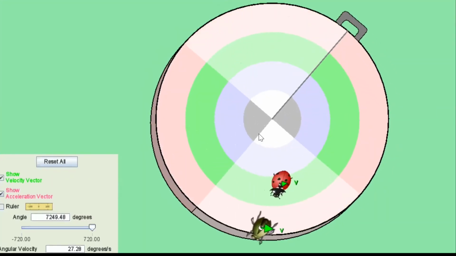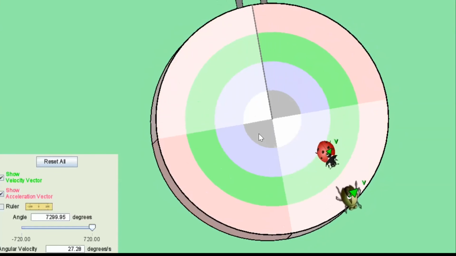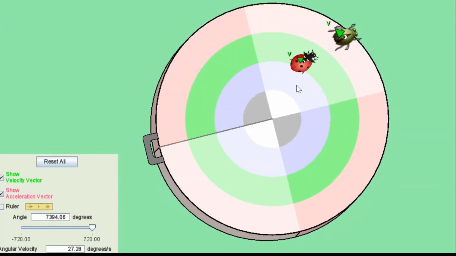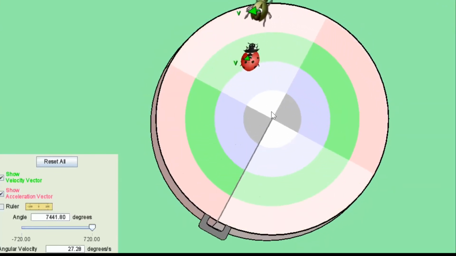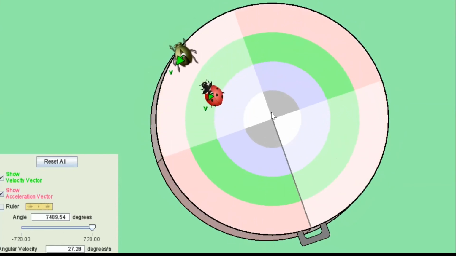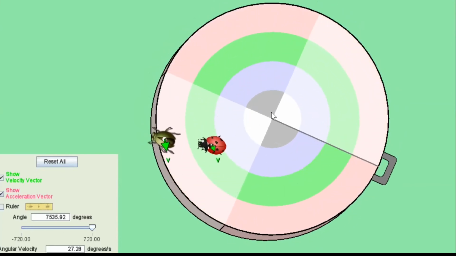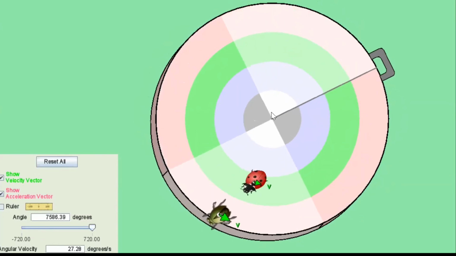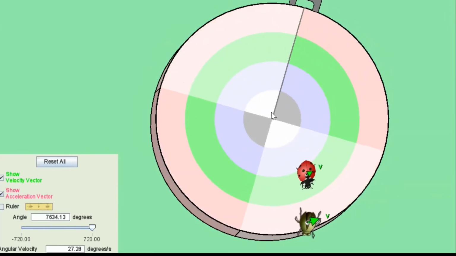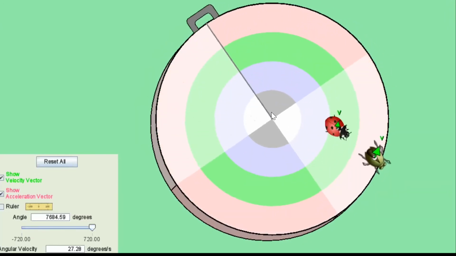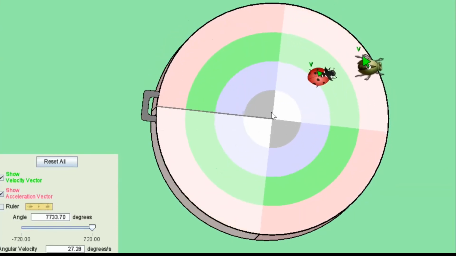But if you think about angular velocity, for one revolution, both of these bugs travel 2 pi. So their angular displacement is the same, and also we know the time of travel for both of them is the same. So as a result, they have the same angular velocity but different linear velocity.